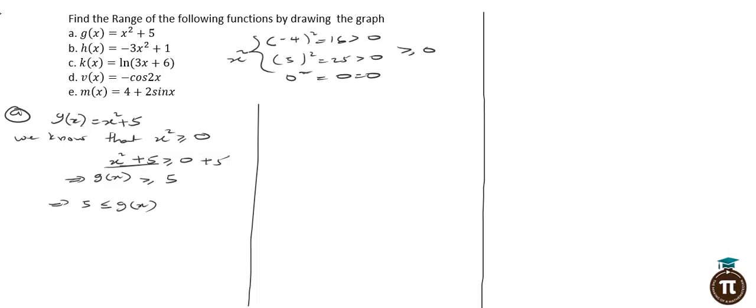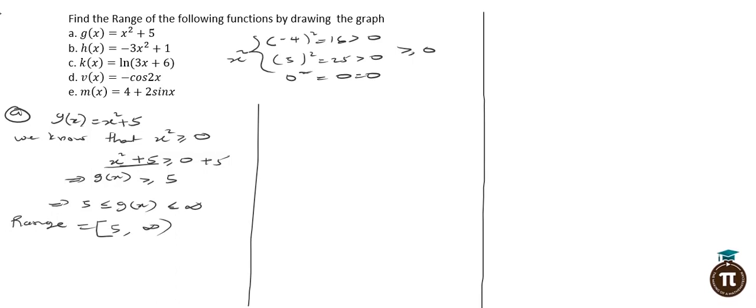Whichever one I'm writing is correct. If I write 5 first, 5 will be less or equal to g of x. That means g of x is not bounded above. It's bounded above by infinity. So the range of this function is actually, since it's less or equal to, 5 to infinity. That is what you have.